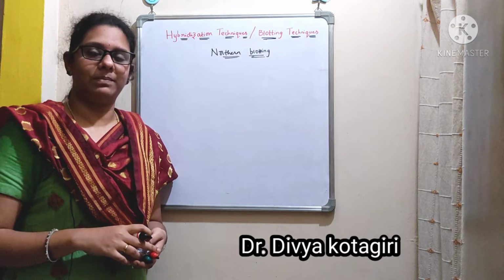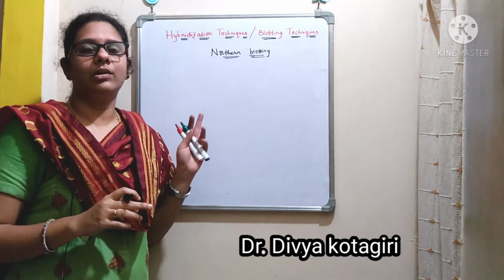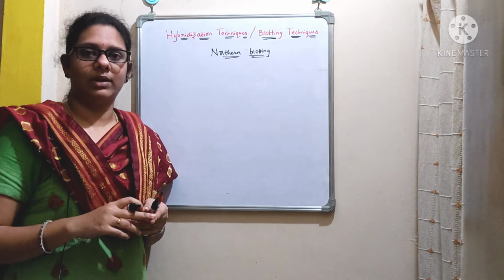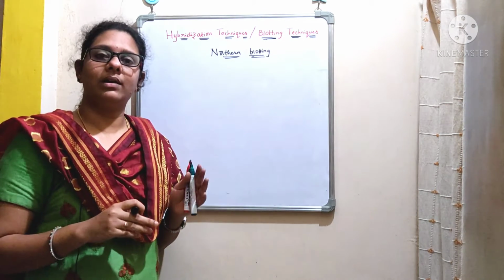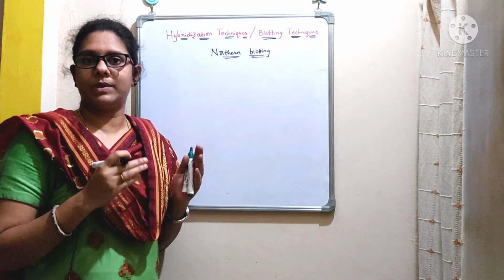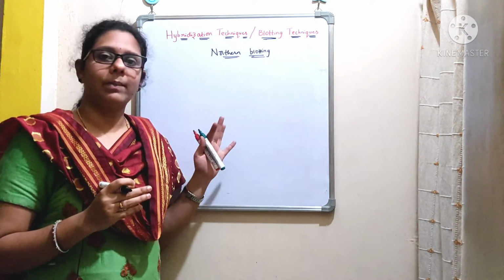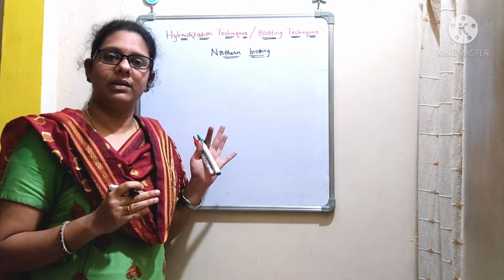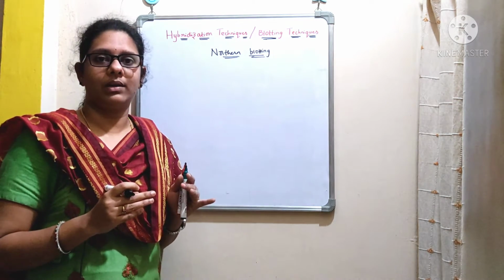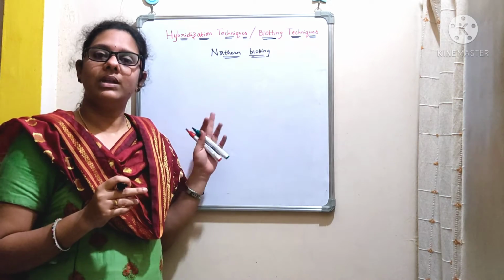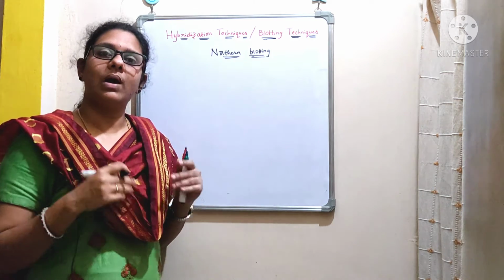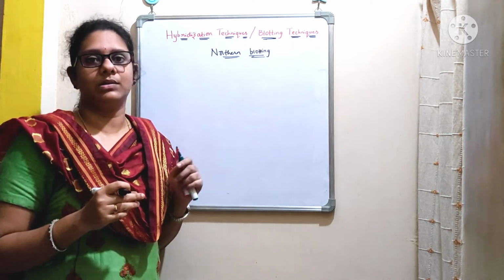Hello everyone, welcome back. In this video I am going to talk in detail about the northern blotting technique. I already told you that the southern blotting technique is used in the identification of specific DNA, whereas this northern blotting technique is quite similar to the southern blotting technique, but there are slight variations. Here, with the help of this technique, we are going to identify the specific RNA sequence.